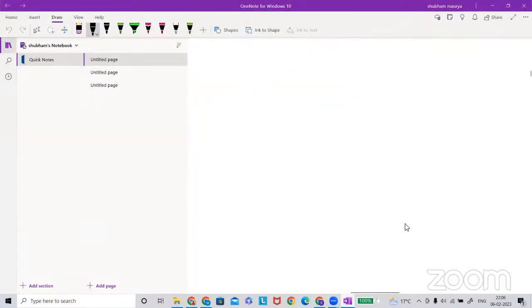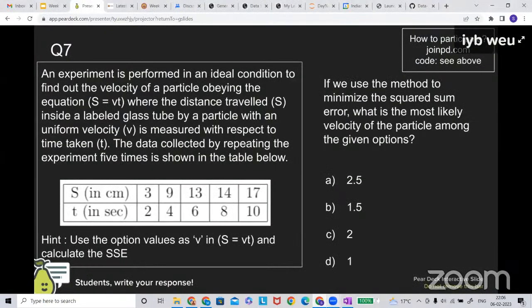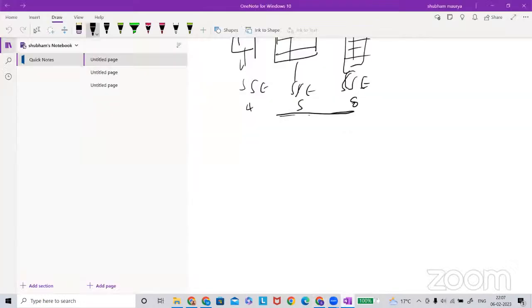Sir, suppose the minimum value 1 is also present, so why are we taking 2? I'm not conceptually clear on this part. For V equal to 1, your sum square is 160, no? For V equal to 2, your sum square is 16. We have to apply that formula, (S minus Vt) whole square. That's written on the upside, no?